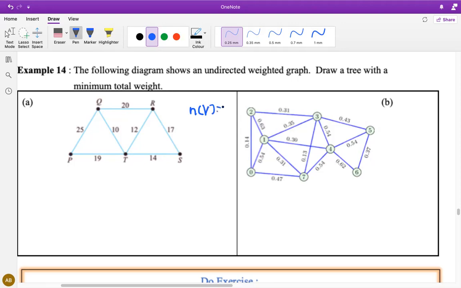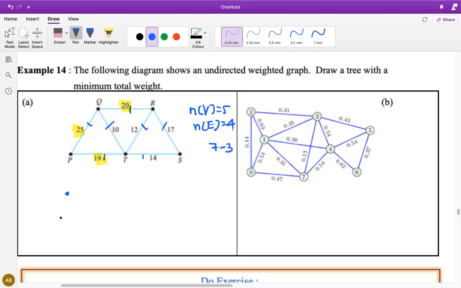So there are 5 vertices, and edges should be 4. But here you can see 1, 2, 3, 4, 5, 6, 7. So there are 7, so you have to minus 3. Okay, minus 3 edges that are not a minimum weight. Okay, so here let's check which one we throw away first. So you see here there are 25 here, 20, so you can throw it away. All right, and then one more, you throw away the 19. So let's see what we get.